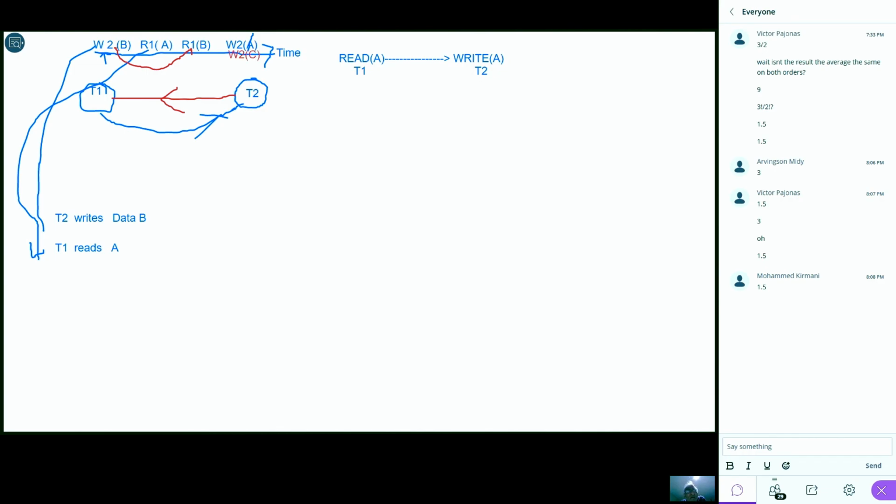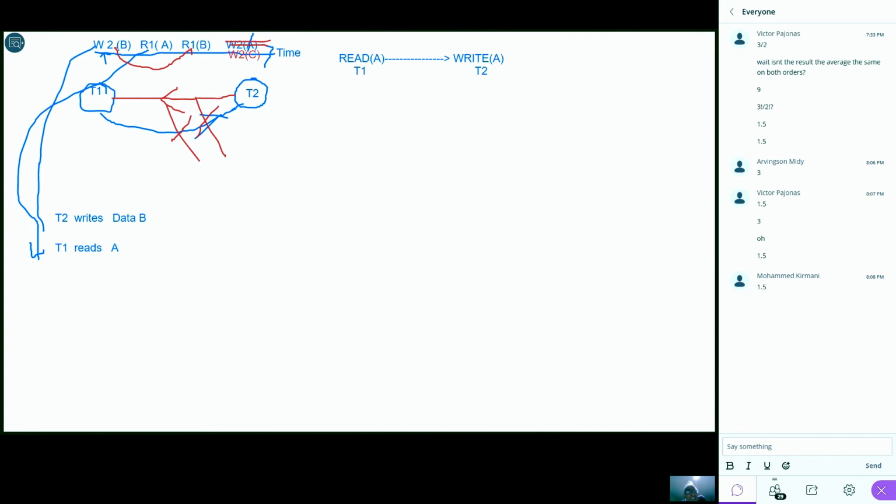Well, now let's look at it. This comes first and then comes next. Therefore, 2 must happen before 1. Read doesn't interfere, but nothing can interfere in a single transaction. This is R1A, this is W2C, this is R1B, this is W2C. So that means this will not be there. Now it just says that T2 should come first and then T1.